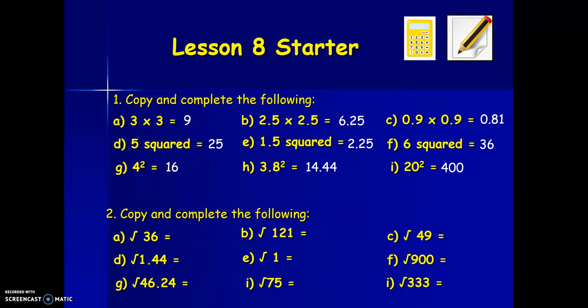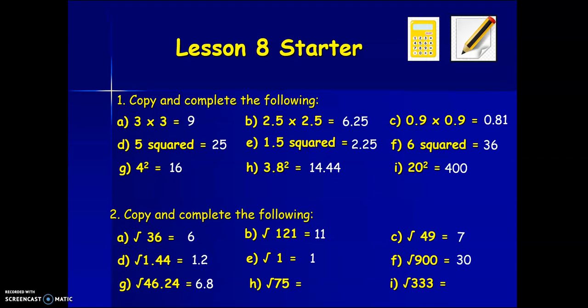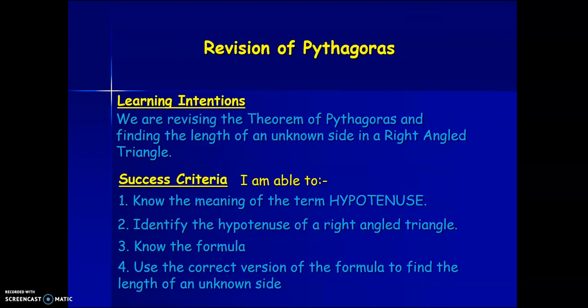In question 2, we're being asked to copy and complete the square root. So remember, the square root is the opposite of squaring. So essentially what you're asking is, what multiplied by itself gives me that number? So the square root of 36 is 6. Square root of 121 is 11. The square root of 49 is 7. For D, the answer is 1.2. For E, 1. F is 30. G is 6.8. H is 8.660. And I is 18.248.